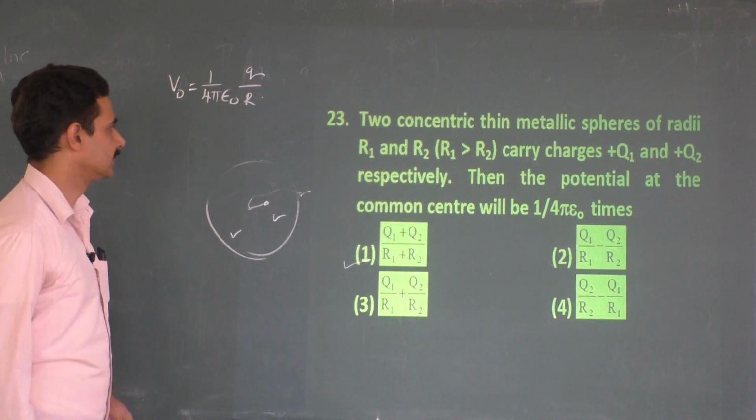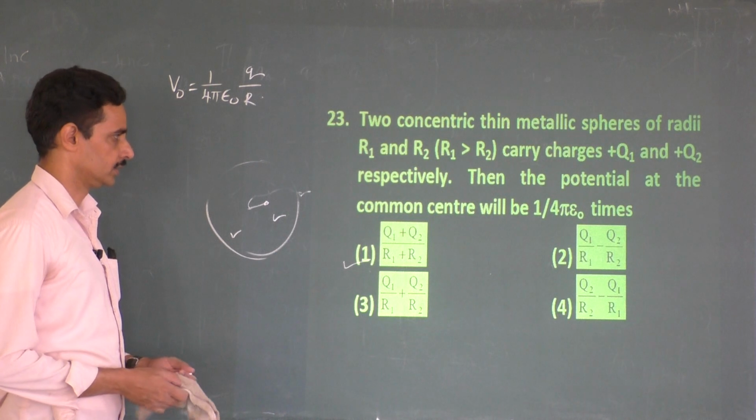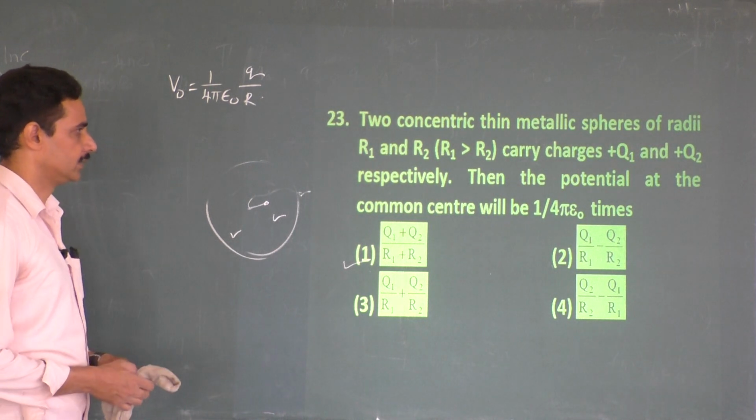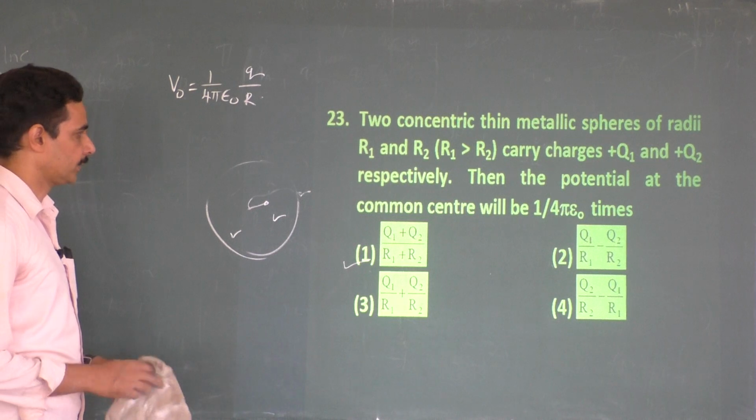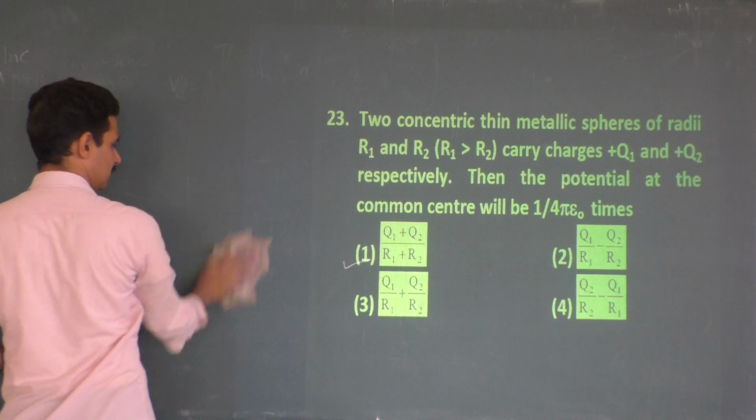Two concentric thin metallic spheres of radii r1 and r2, r1 greater than r2, carry charges plus q1 and plus q2 respectively. Then the potential at the common center will be, okay, very easy. It is the potential due to both the spheres.